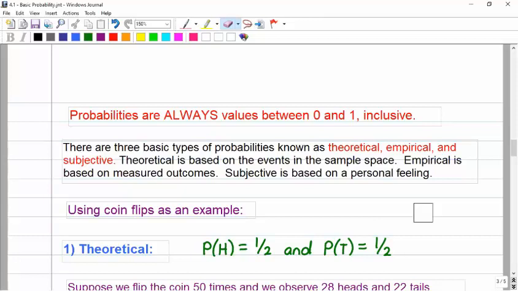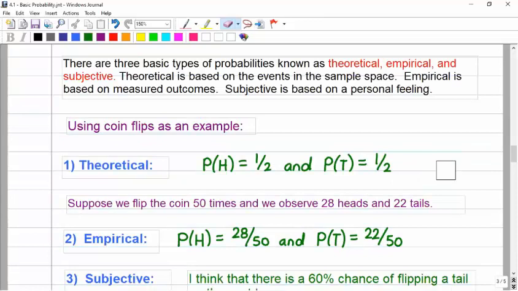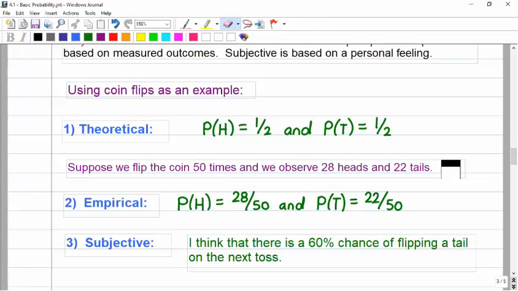Now, empirical probability is based on actual measured outcomes. It's very similar to what we've learned with relative frequency. So let's say we flip a coin 50 times and we observe 28 heads and 22 tails. In this case, the probability of heads is 28 over 50, and the probability of tails is 22 over 50. Even though that doesn't really influence anything, that's just what it is. Empirical probability is essentially relative frequency.